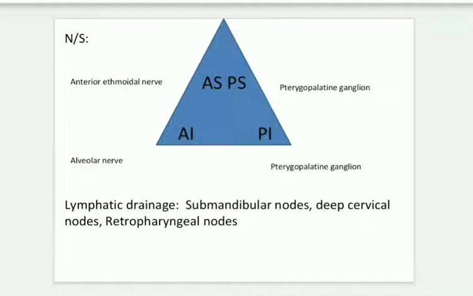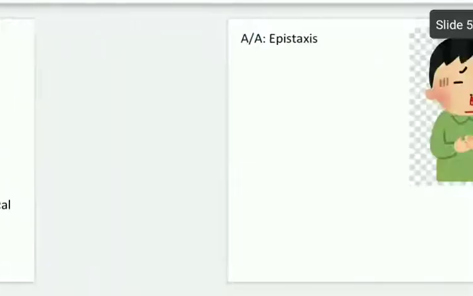And at the same time, posterior inferior is also pterygopalatine ganglion or nasopalatine branch of pterygopalatine ganglion. Your anterior inferior is by the alveolar nerve. This is an easy way of remembering your nerve supply to the nasal septum. And your lymphatic drainage is through the submandibular nodes, deep cervical nodes, and retropharyngeal nodes.